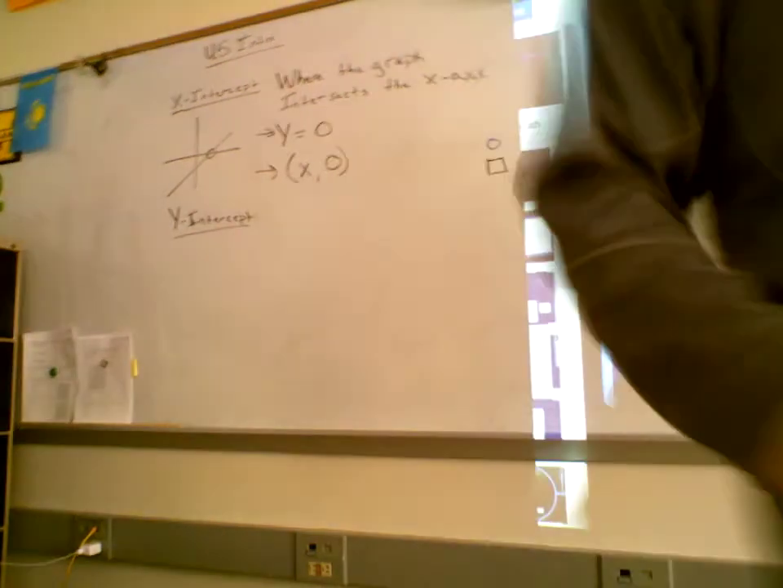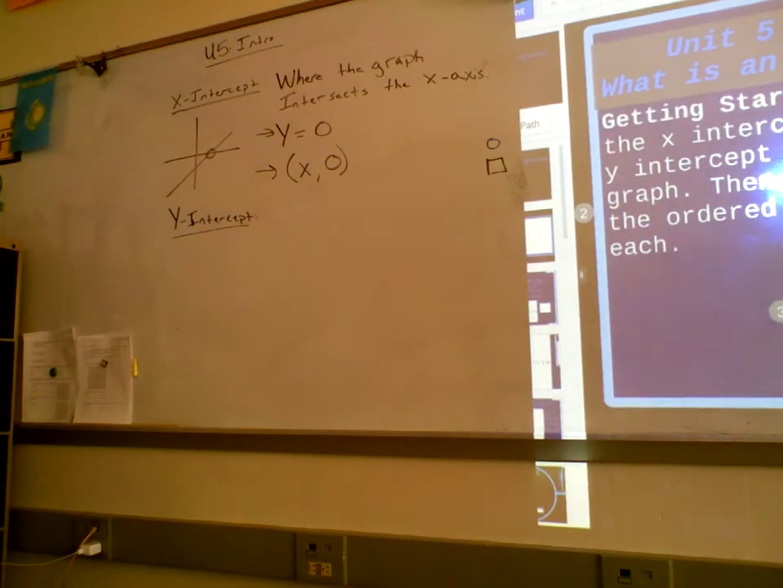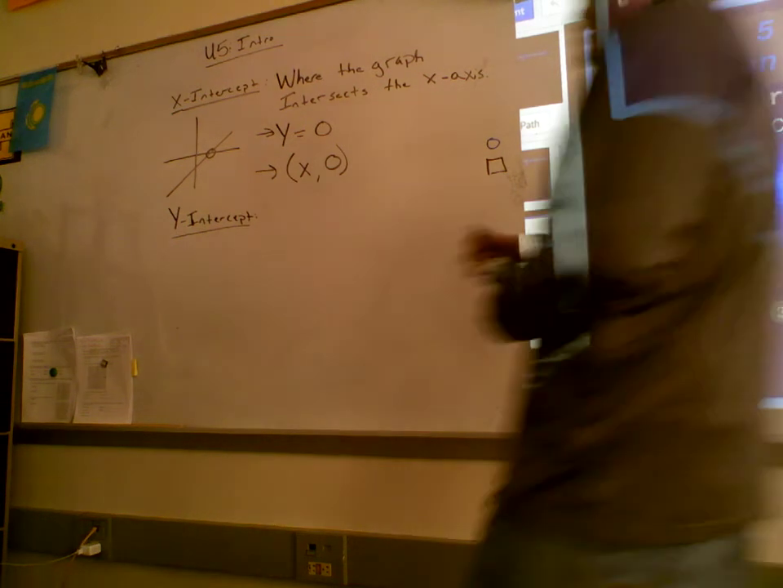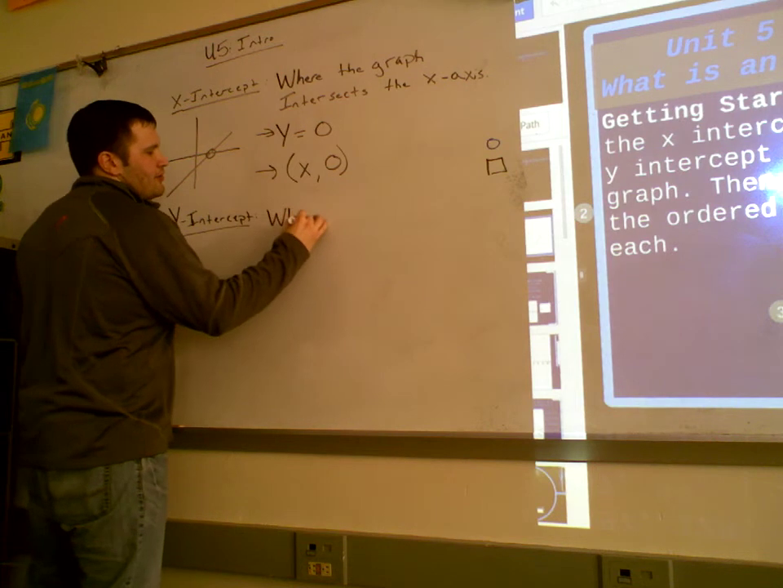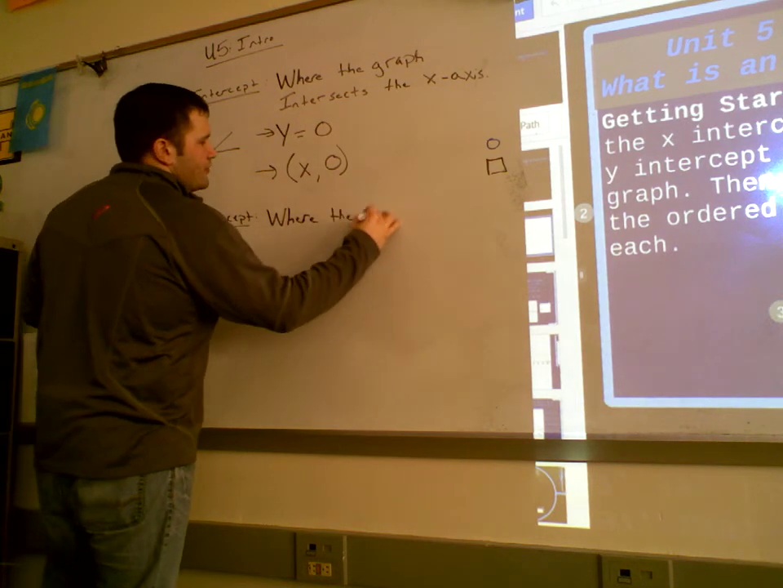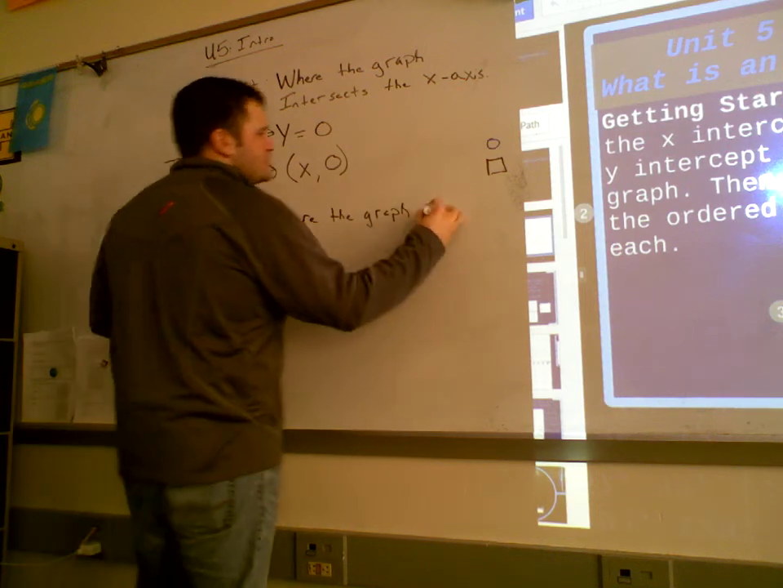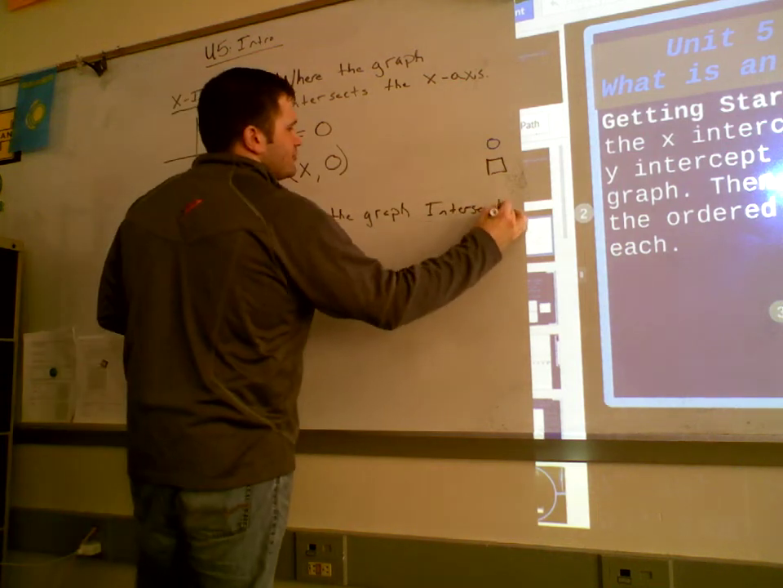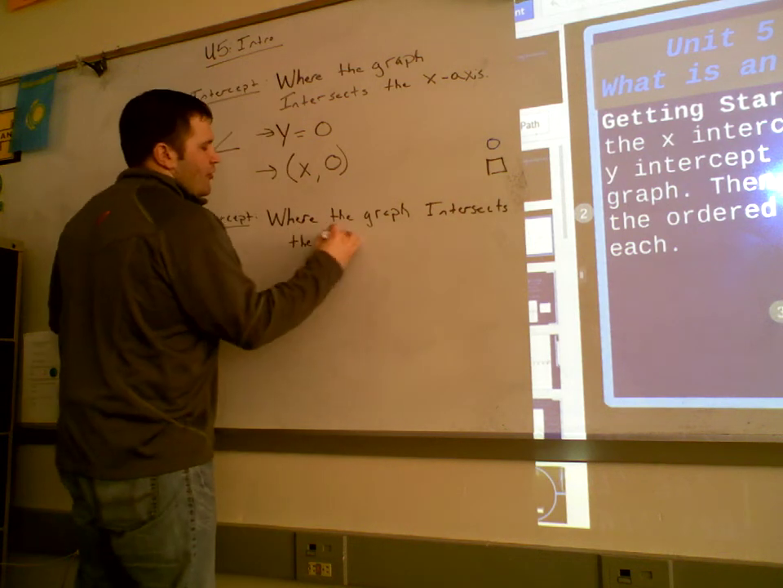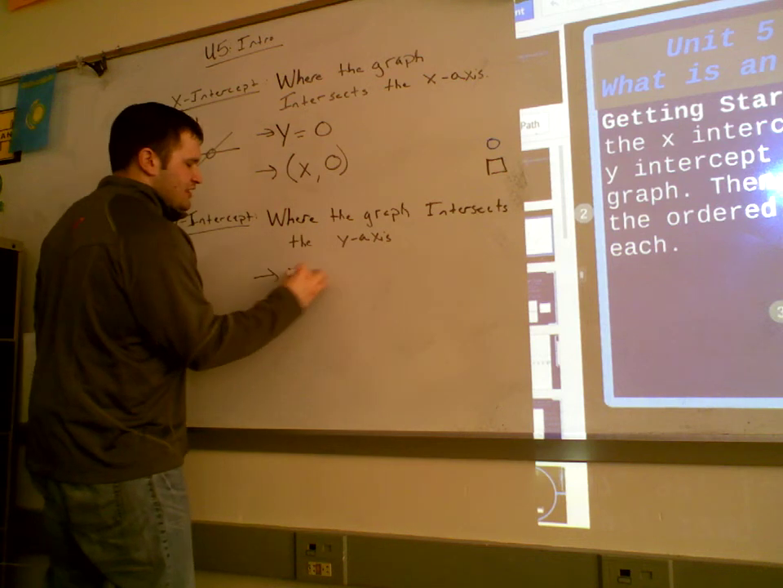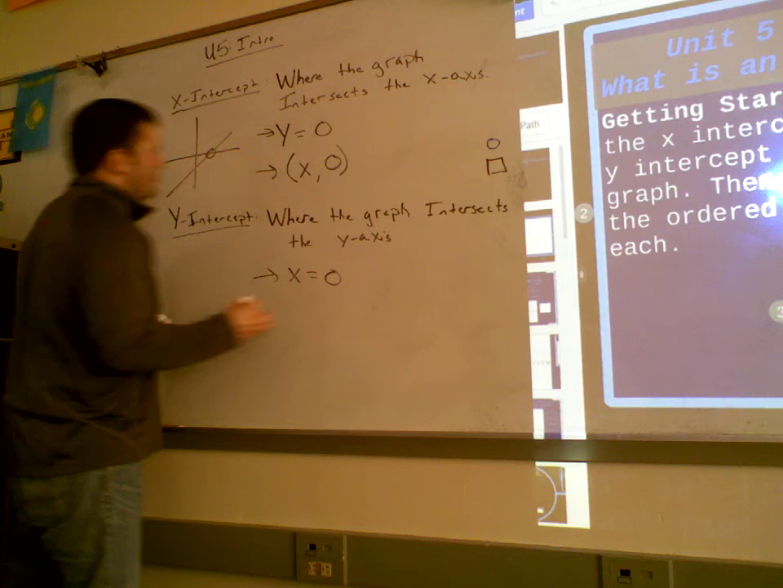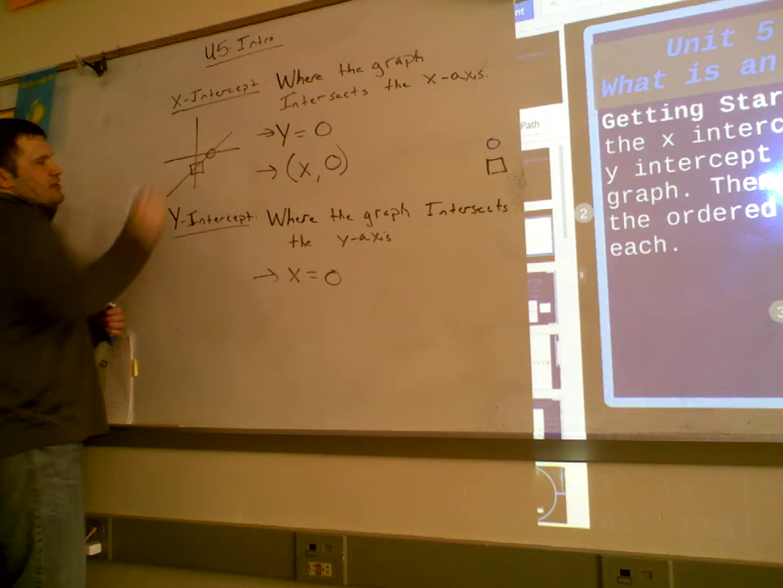So y-intercept. What's something you notice about all the y-intercepts? What is that, Bruno? X is 0. So in all the y-intercepts, it's where the graph intersects the y-axis. And what do we know about this place? X is 0. It's this spot right here.